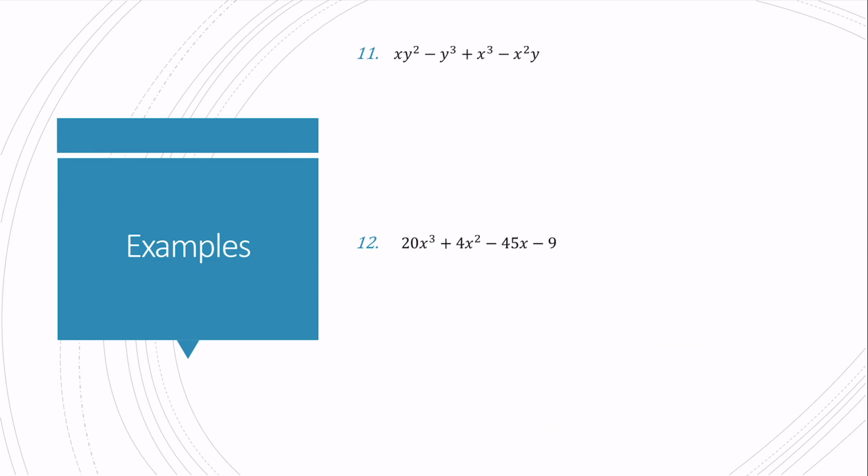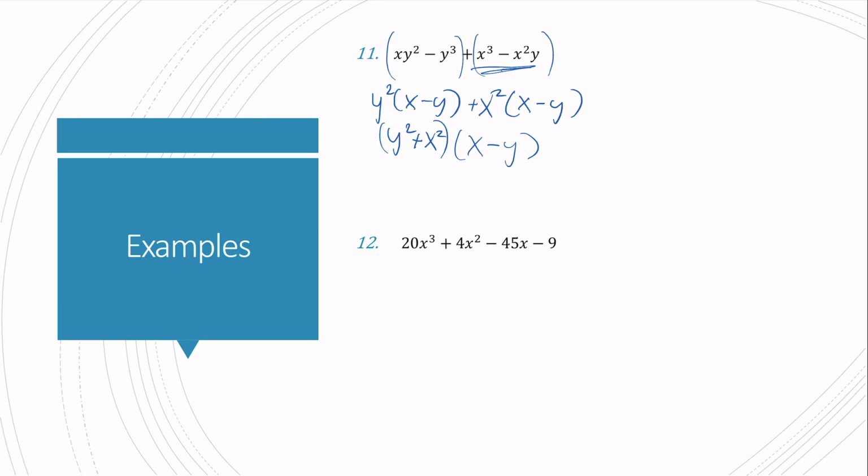For these last two examples, I have 4 terms, so I need to factor by grouping. We use our grouping symbols. For my first pair, the greatest common factor is y squared. For my second pair, the greatest common factor is x squared. That leaves me with y squared plus x squared times x minus y. And this is a sum of two squares, so I can't factor this any further.